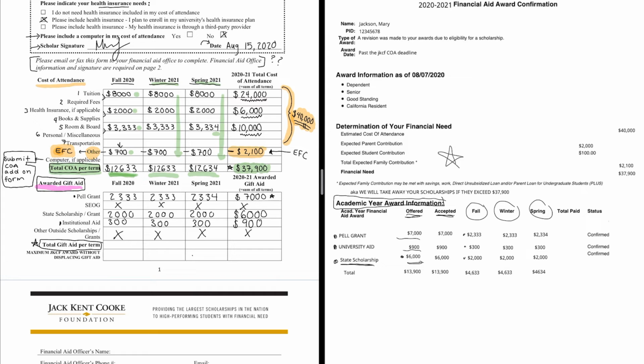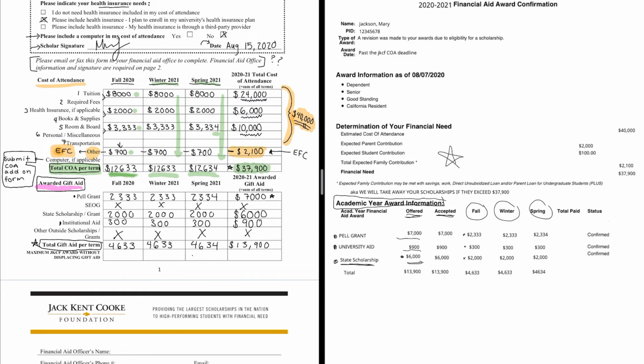Where it says total gift aid per term, you're going to do the same thing that we did above for the cost of attendance, and you're just going to add the columns. So you're going to add up $2,333 plus $300 plus $2,000, and that should get you $4,633. If you do the same thing for winter, you're going to get $4,633, and then for spring, you're going to get $4,634. So now that you have your total gift aid per term and your total COA per term here in green, you can calculate the maximum amount of Jack Kent Cooke scholarship you can get per term without getting displacement of aid.